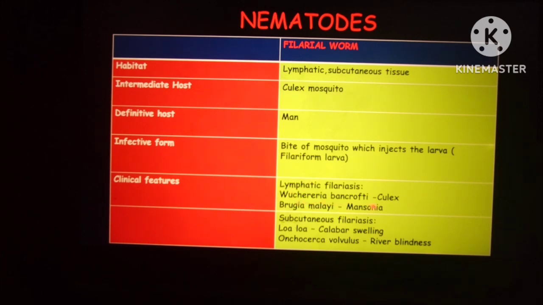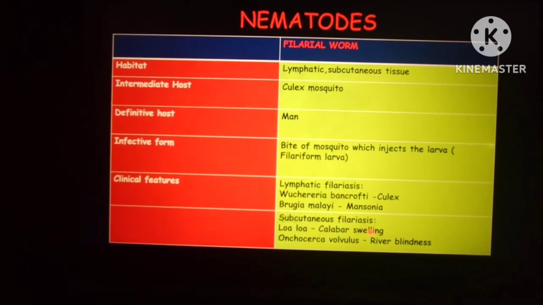Here, for Wuchereria bancrofti, the vector is Culex. For Brugia malayi, it is Mansonia. And here, subcutaneous Loa loa usually causes the famous Calabar swelling, and Onchocerca volvulus causes river blindness and some other conditions also, like Sowda and leopard skin. These are the terms usually used for Onchocerca volvulus.